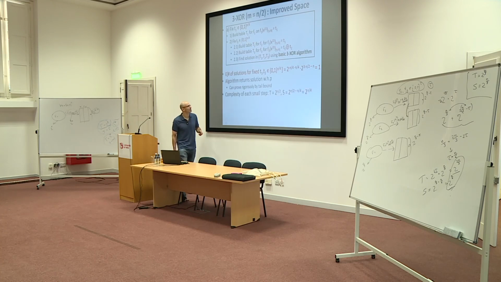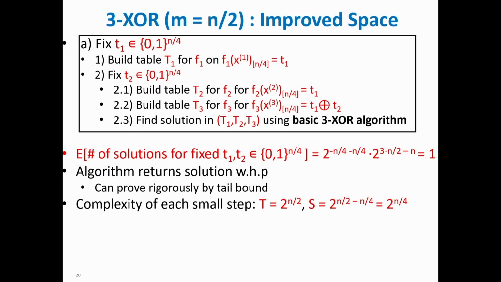And what is the complexity? You can see it's repeating the same analysis that we did before, but with larger domains. The complexity of building each one of the tables is 2 to the n over 2, and also the complexity of the basic 3 xor algorithm applied to the smaller tables is 2 to the n over 2. So the total complexity is 2 to the n over 2, but the space complexity is reduced from the previous basic algorithm. It's reduced from 2 to the n over 2 to 2 to the n over 4.